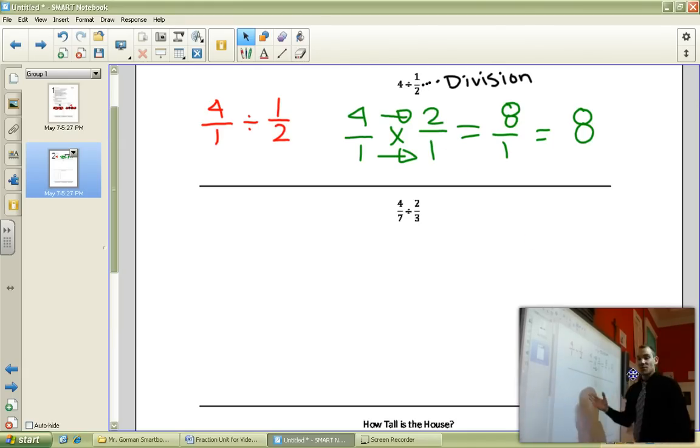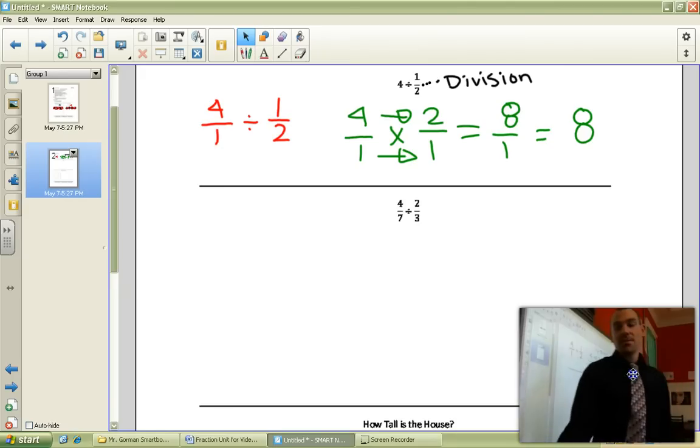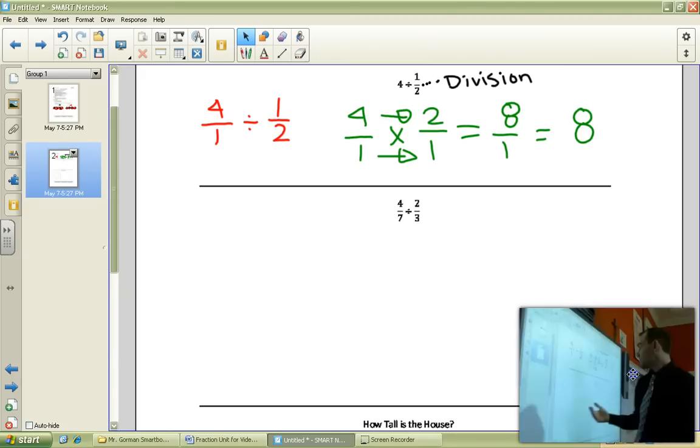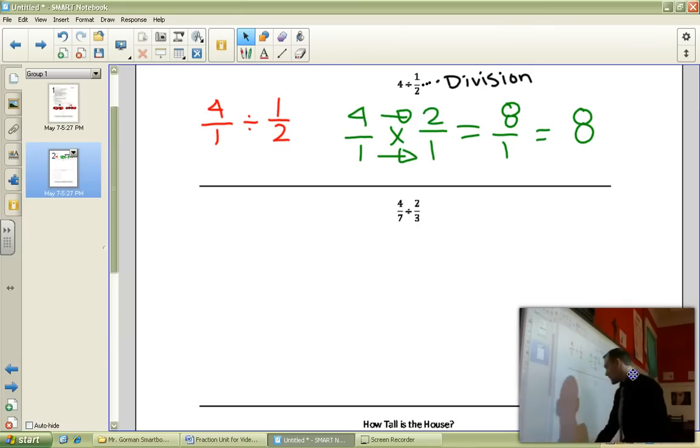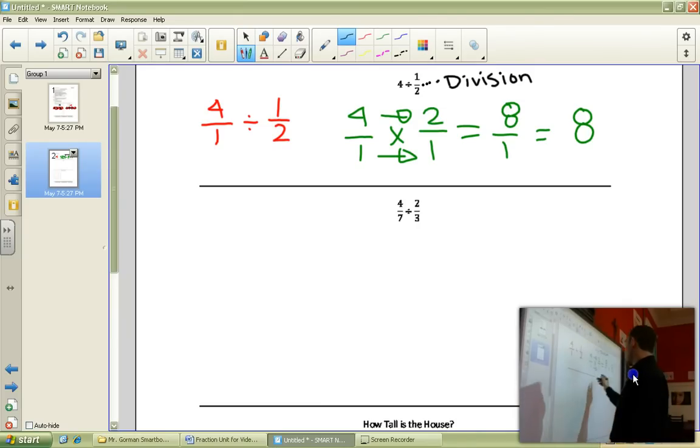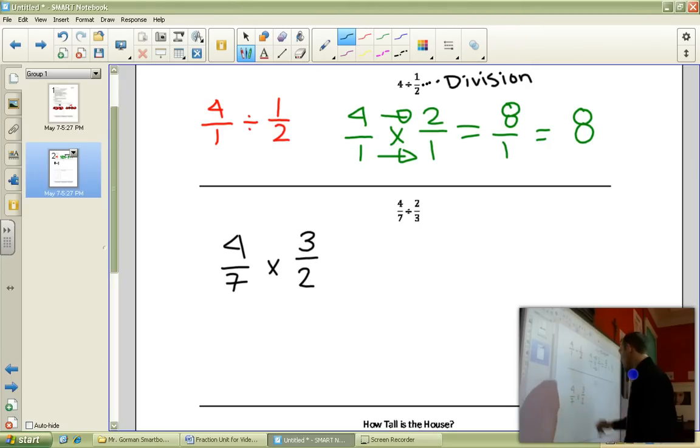Next, we're just going to do another problem real quick. All right? We have 4/7 divided by 2/3. Now, remember, our 2/3 is less than 1, so our answer is going to get a little bit bigger than 4/7. Let's look at it. Remember, we need to rewrite it with the reciprocal. So instead of 4/7 divided by 2/3, we're going to do 4/7 times 3/2. Okay?